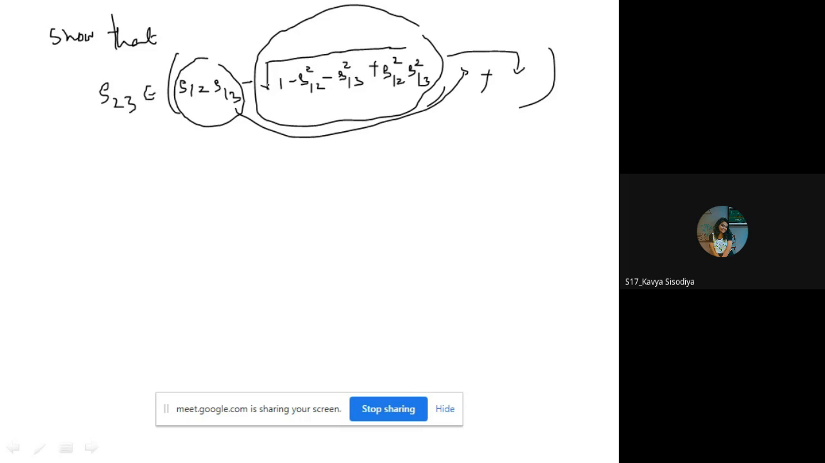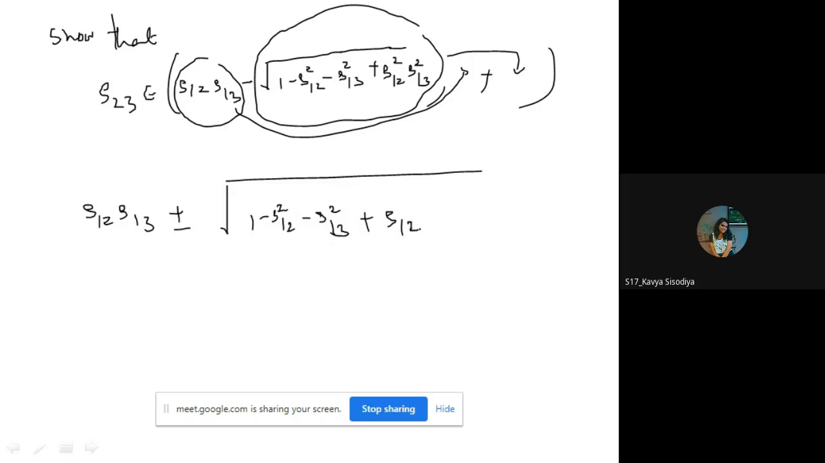Okay, so lower limit, that means you have to subtract this quantity from this, and for the upper limit you have to add this quantity to this quantity. So that is how we always said that the confidence interval for rho 2 3 is nothing but rho 1 2 rho 1 3 plus or minus the square root of (1 minus rho 1 2 square) (1 minus rho 1 3 square). So show that the confidence interval for rho 2 3 is this.